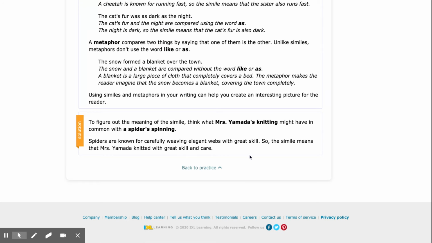To figure out the meaning of a simile, think about what Mrs. Yamada's knitting might have in common with a spider's spinning. Spiders are known for carefully weaving elegant webs with great skill. So the simile means that Mrs. Yamada knitted with great skill and care.